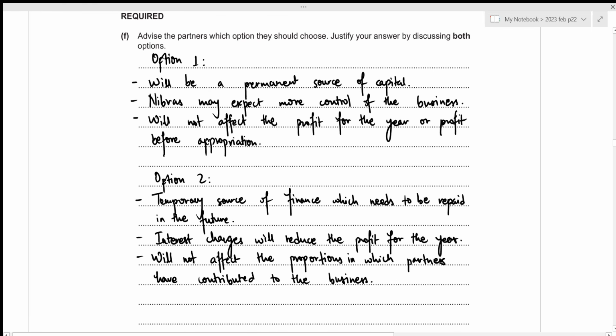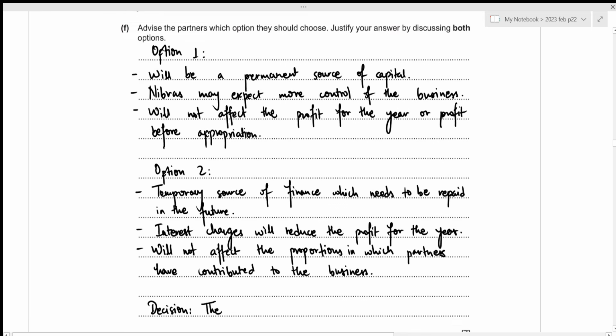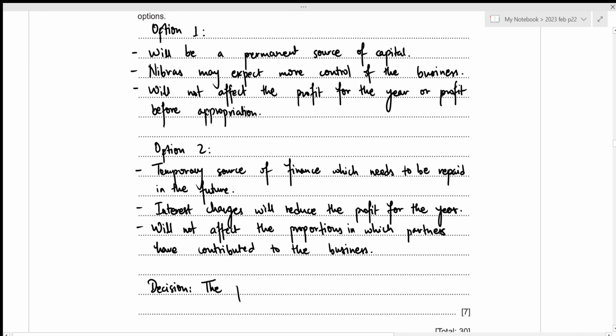Now, based on these factors, we need to advise the partners which option they should choose. Since we already had a share of residual loss previously, I would go with option 1, in which Nibras will contribute the additional capital so that there will be no additional interest charges, which might reduce our profit before appropriation. So let's write down our decision clearly. The directors, no, there are no directors in this case. The partners should choose option 1.